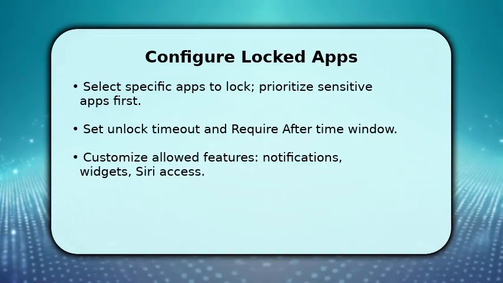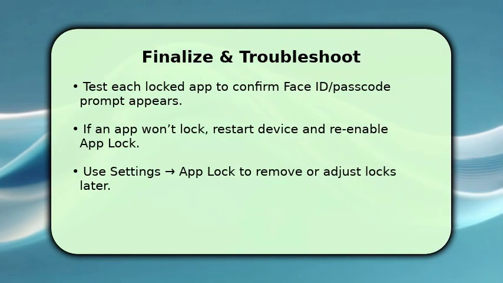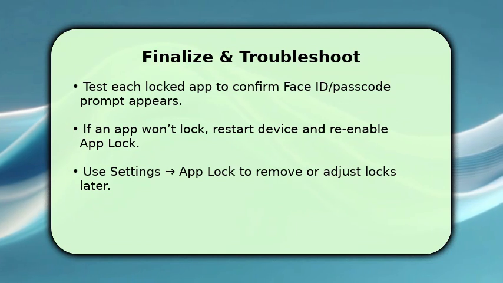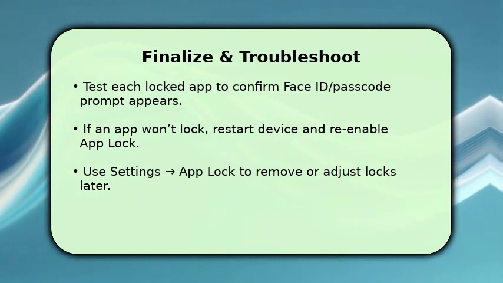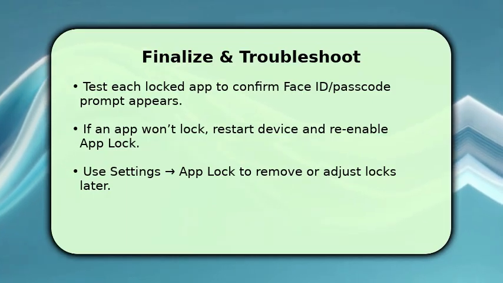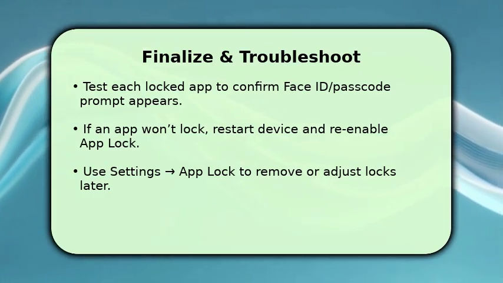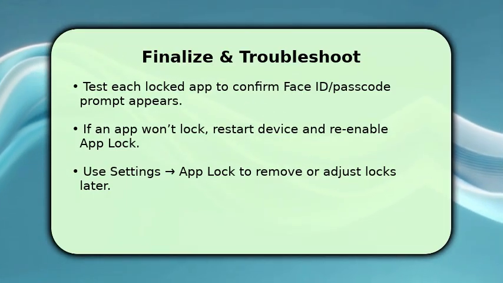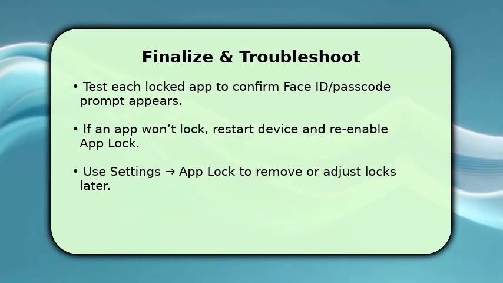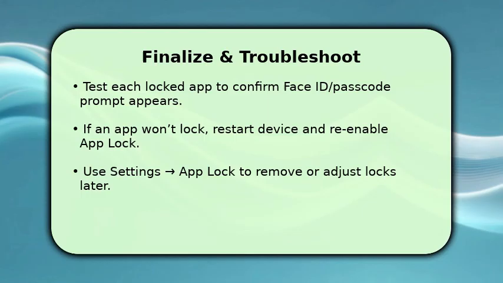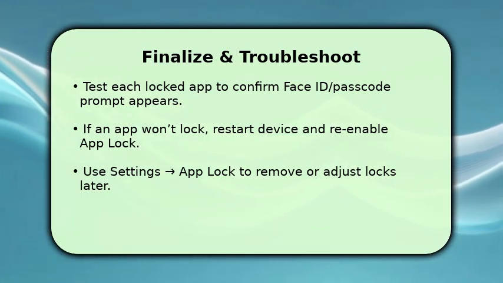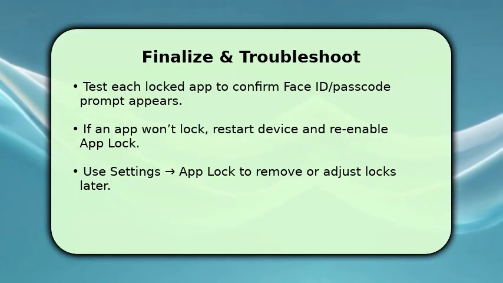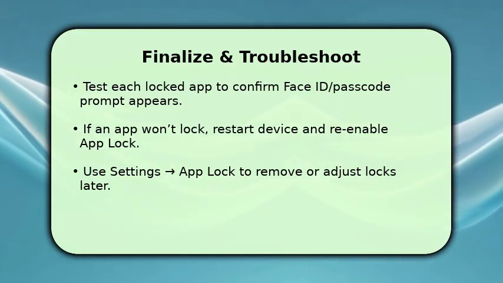Finish by testing every locked app. Open it, then make sure you're prompted for Face ID or the passcode. If something doesn't prompt, reboot your iPhone and re-enable App Lock for that app. Many issues clear after a restart. Make sure App Store updates are current because OS bugs can affect behavior. If problems persist, temporarily disable and reconfigure App Lock and check privacy settings for that specific app. This completes setup and gives you one reliable troubleshooting step.